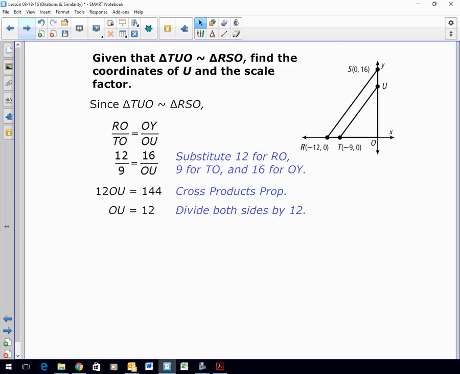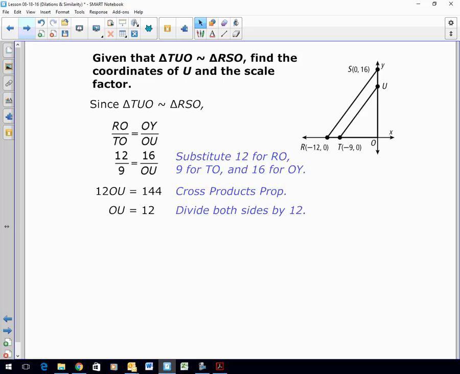Okay, one last thing that you're gonna see today. I want to make sure I go over it before I get you on your classwork. Here we go. Given that triangle TUO is similar to triangle RSO, time out. If the triangles are similar, the sides are what? Not congruent. Not corresponding. The P word. Proportional. Got it? We got congruent. We got proportional. These are proportional. Okay? Find the coordinates of U and the scale factor.